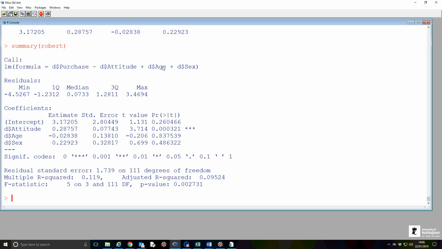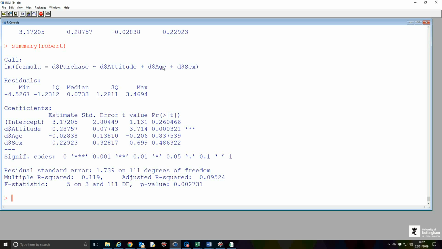This is something I've always found kind of intuitively difficult to get my head around: why can something be significant and something not be significant when they have such similar coefficients? If you look at the standard error, you will see that the standard error for attitude is much smaller than the standard error for sex. That explains why attitude is significant and sex is not. The sex variable contains much more error than the attitude variable, so around that relationship there's much more variance.